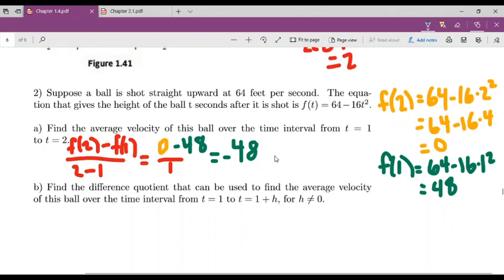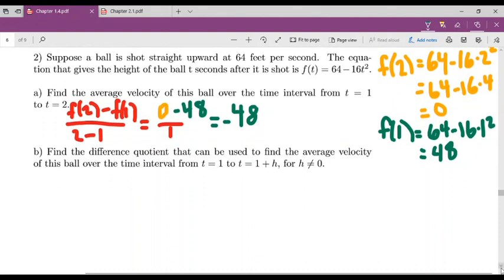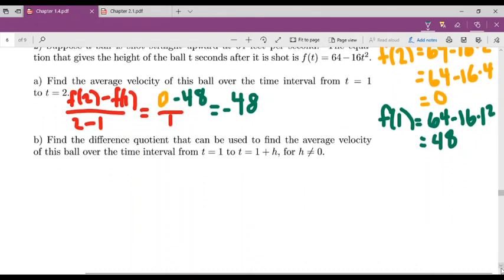Okay? And it's actually velocity, so you can dibble and dabble on the units there, okay? Should be in feet per second, I believe. Feet per second. Okay. B says find the difference quotient that can be used to find the average velocity of this ball over the time interval from t equals 1 to t equals 1 plus h for h not equal to 0.